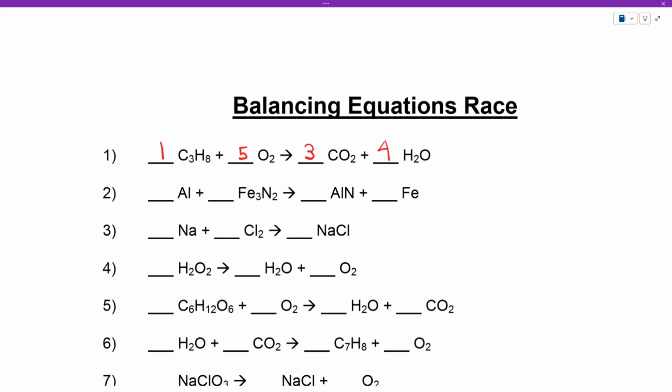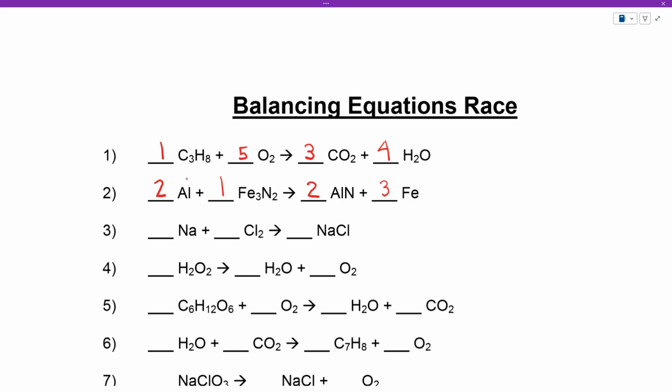Next, Al plus Fe3N2 yields AlN plus Fe. Over here we have 3 irons, so let's match it over here by writing a 3. We have 2 nitrogens over here, so let's match it over here by writing a 2. And now we have 2 aluminums on this side, so let's match it over here by writing a 2. And this should be a 1.